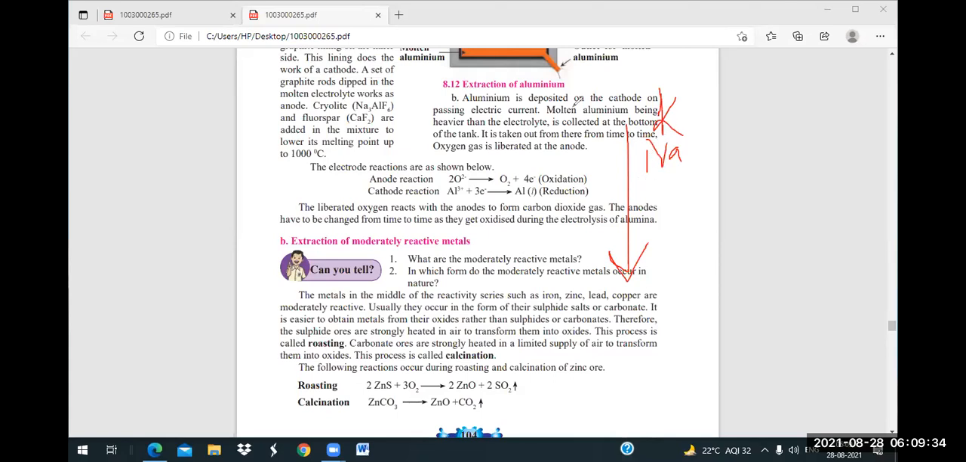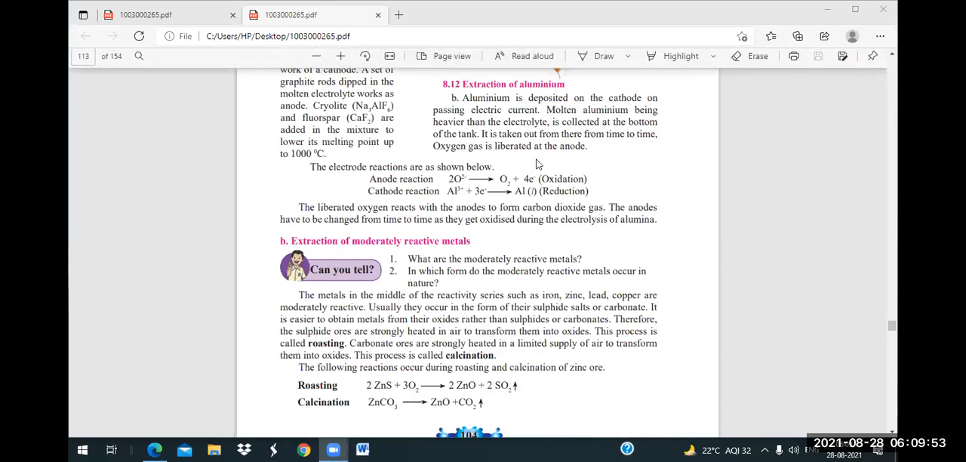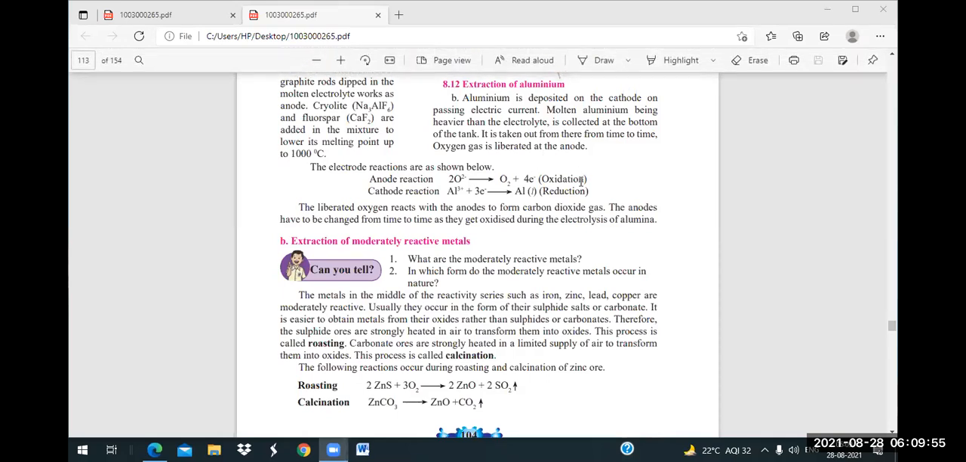These metals are not highly reactive, so they can't react vigorously. These substances are not very reactive with oxides, sulfides, or anything else. Whatever environmental factors are there, like oxygen, it can react with them and form the oxides.